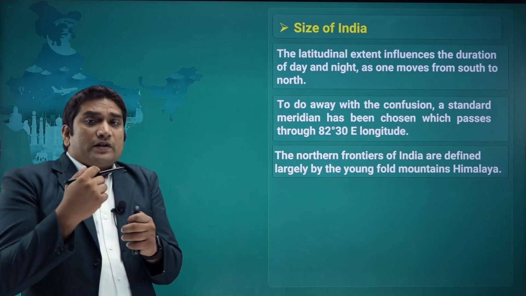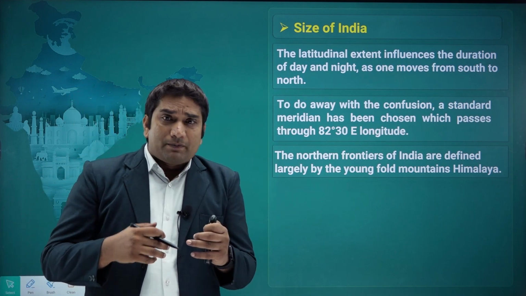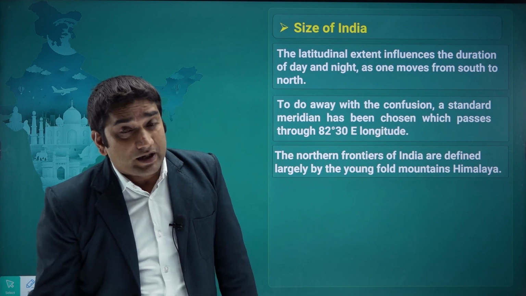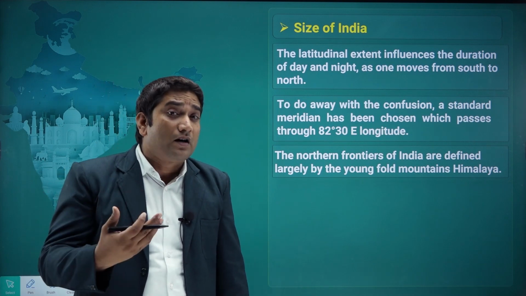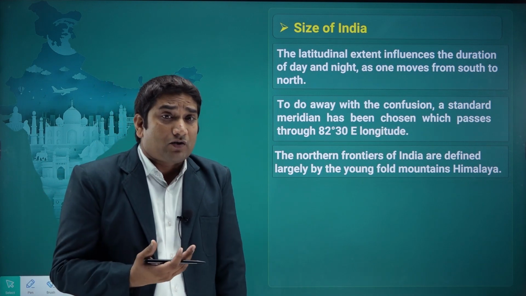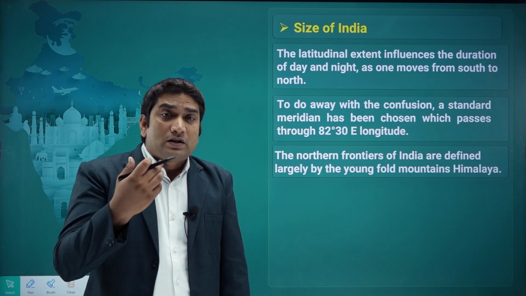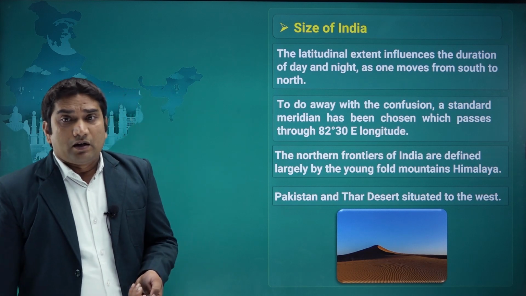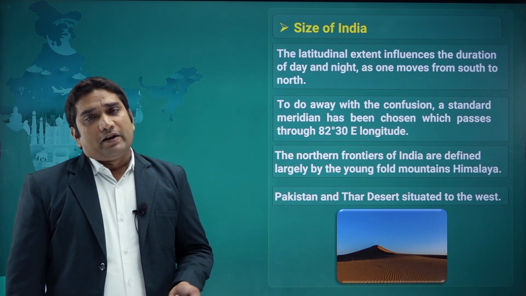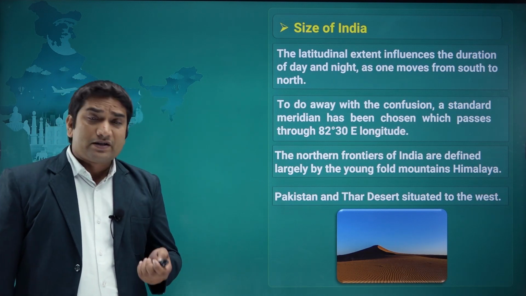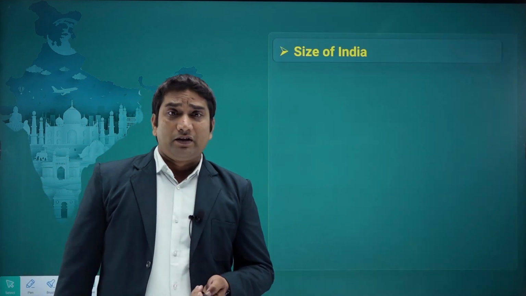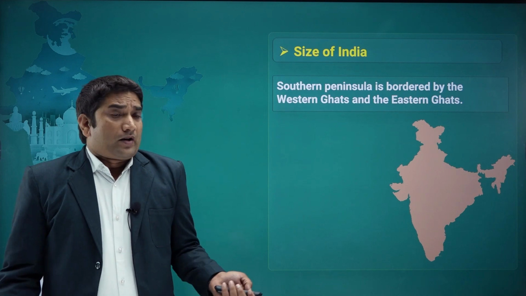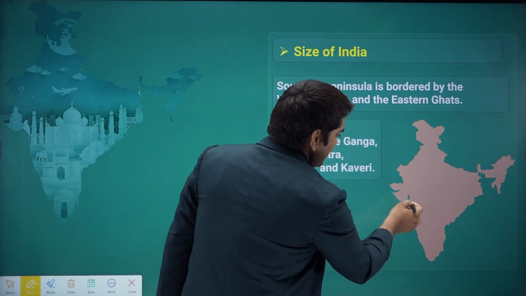The northern frontiers of India are different. They are defined largely by the young fold mountain Himalayas. Why are we calling them young Himalayas? Because the height of the Himalayas is increasing day by day. In the western side we have Pakistan and the desert area, that is the Thar desert, situated in the country.